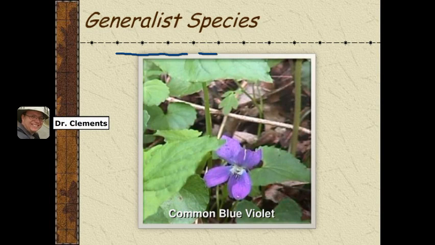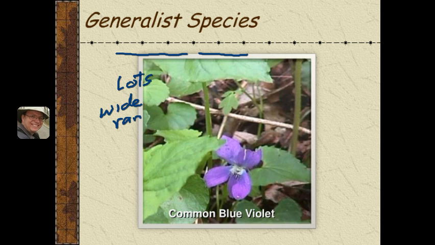Generalist species. That's the next kind of general type of species we're looking at. A generalist species is one that lives in lots of different kinds of locations. It can tolerate a wide range of conditions. You can think of it as having a very wide optimal range. They grow anywhere, they live anywhere.